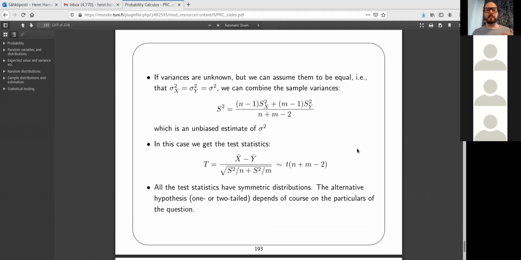There's another possibility. It's that we assume that the variances are unknown, but we assume that they are equal. Then we can normalize the sample variances, combine them, and get an unbiased estimate of what the actual variance is. But this hinges on the idea that the variance is the same in both.